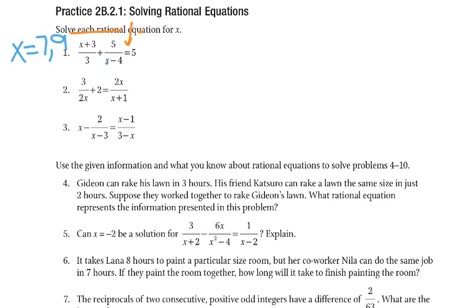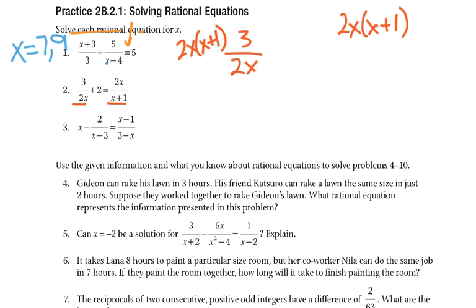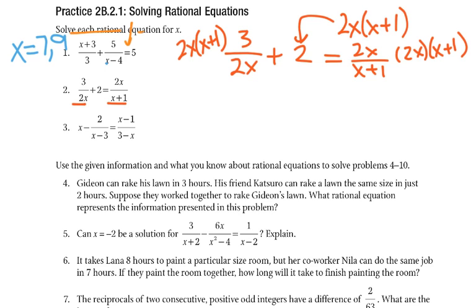Okay, so number 2, same idea. 2x and x plus 1, so if I multiply everything by 2x times x plus 1, I'll get rid of all my fractions. So 2x times x plus 1 times 3 over 2x plus that same thing times 2 equals 2x over x plus 1 times 2x times x plus 1. So x plus 1's cancel out. So 2x and 2x gives me 4x squared.